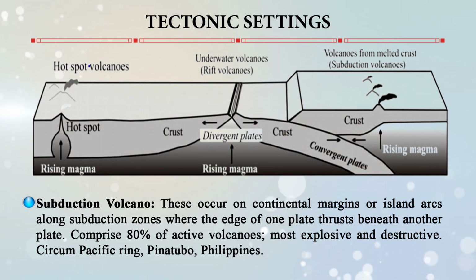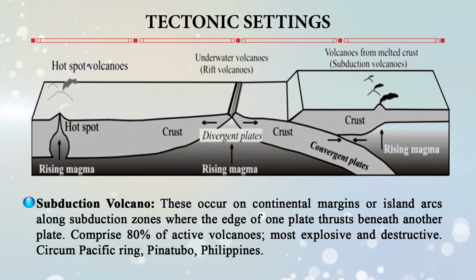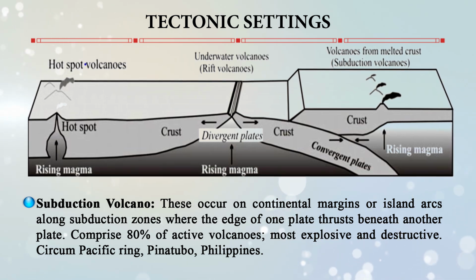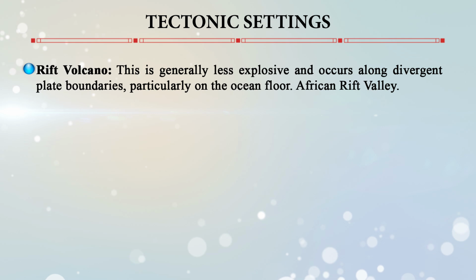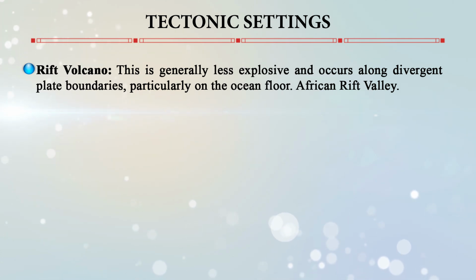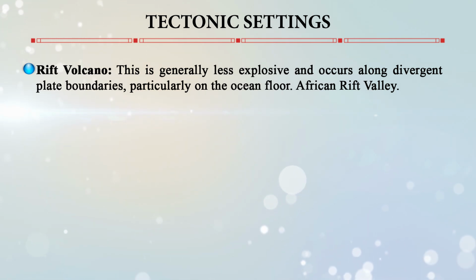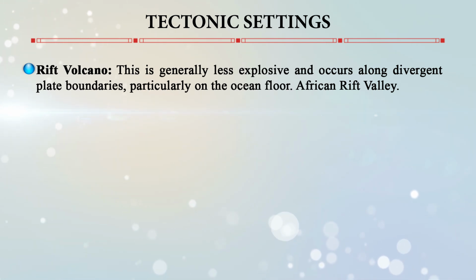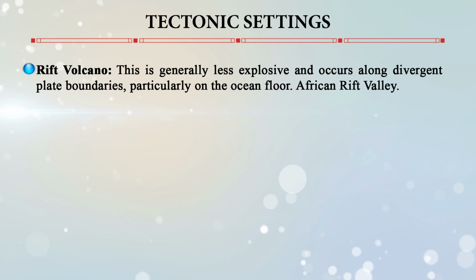Circum-Pacific Ring is one of the examples. We have the Ring of Fire. Then Mount Pinatubo in Philippines is one of those active volcanoes. Then we have other tectonic setting, rift settings. These are normally less explosive and occur along divergent plate boundaries, particularly on the ocean floor. And a good example of this is the African Rift Valley.